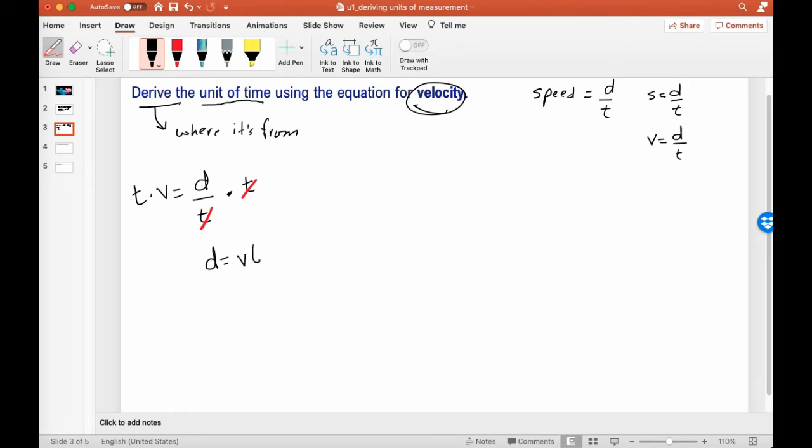time. It doesn't matter which way we write it, but if we read it this way, distance is equal to velocity times time. I'm just rewriting it so we can read it from left to right, just like your math teachers taught you. Now we're still trying to derive the unit for time, so time needs to be by itself. We would divide this side by v, but we have to do the same here because it's an equation. So now we have time equals distance divided by velocity.